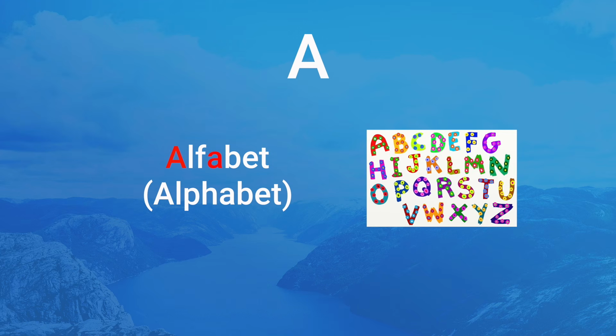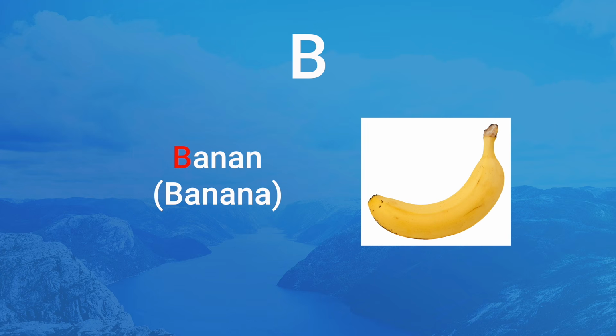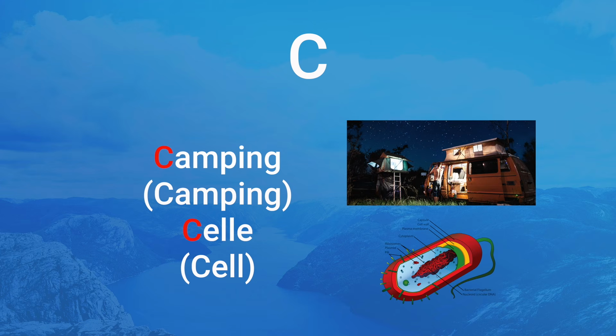A, alfabet, alfabet. An example of a long and short A is fra, frakk, fra, frakk. B, banan, banan.